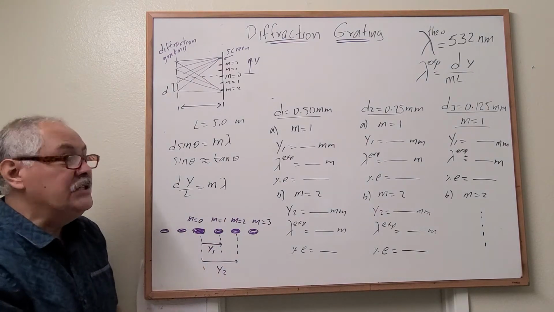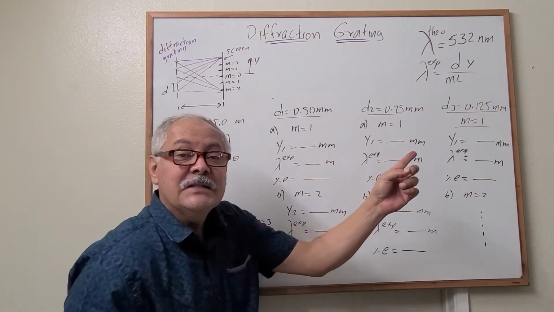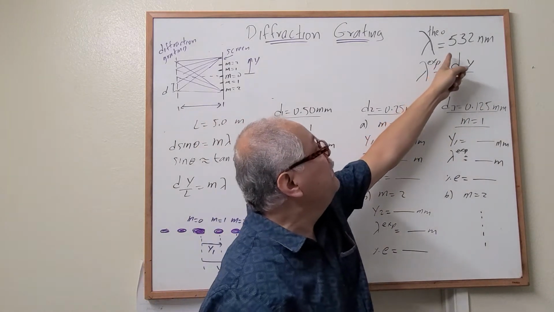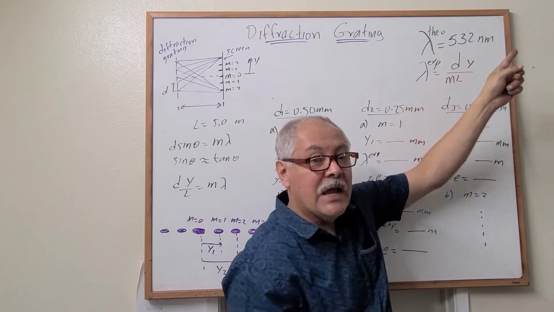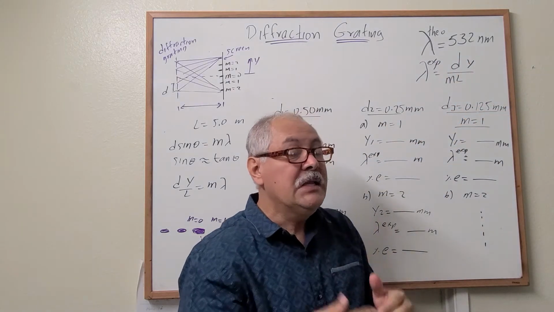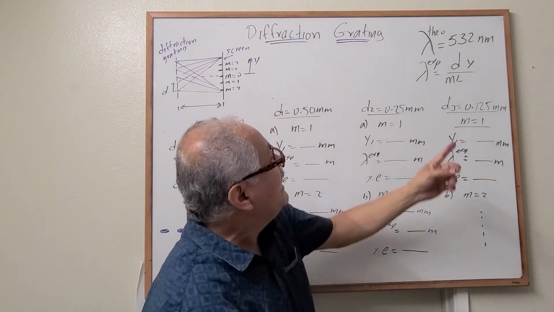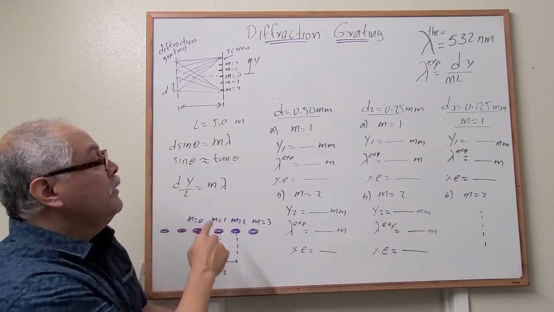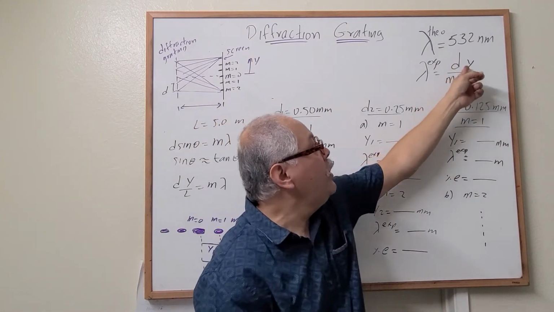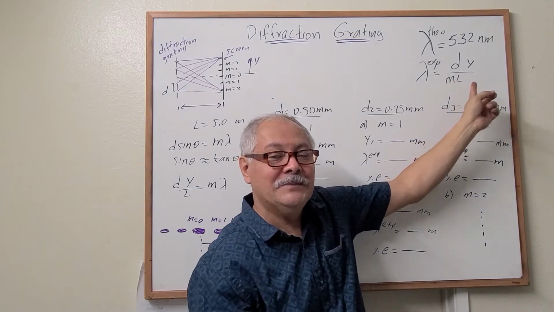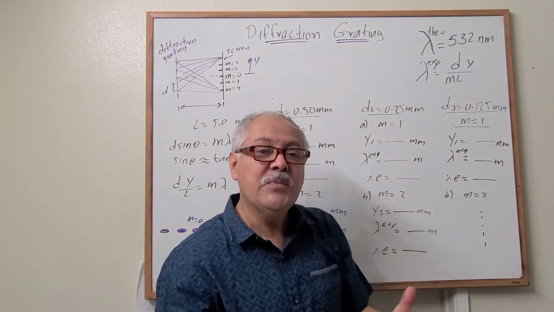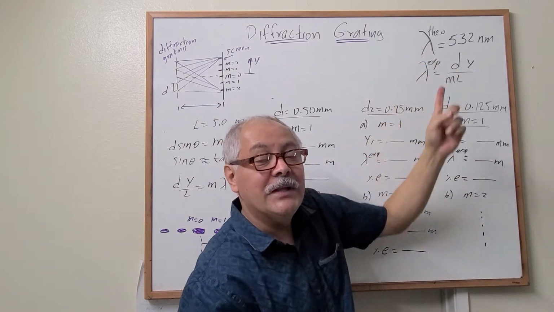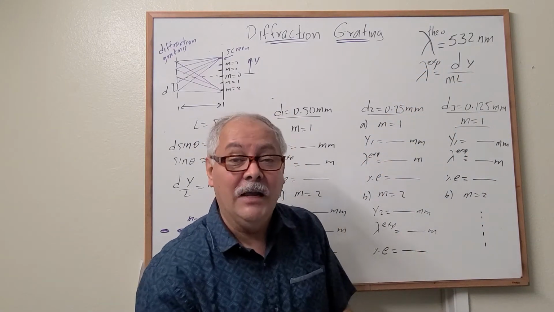In this case, the source is going to be a laser. The wavelength for this laser, which we call the theoretical value, is going to be 532 nanometers. Today, let's find the experimental lambda. When we solve for lambda, it is found to be dy over mL. Perfect. Now let's do this experiment to find again a lambda and compare that to the theoretical value.